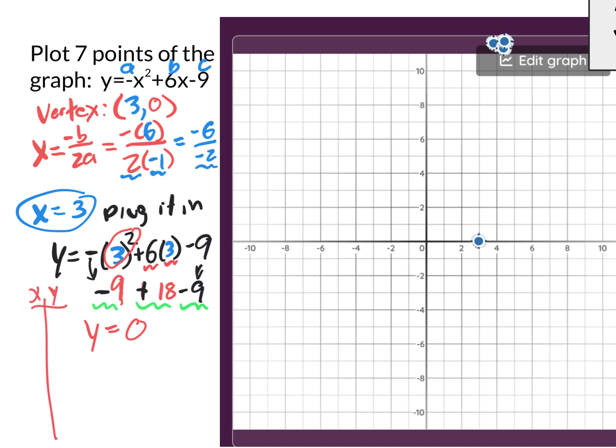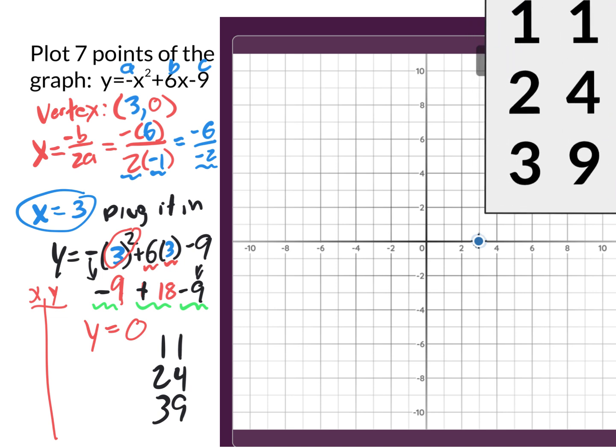Now, from here, you could do an input-output XY table, and then plug in some numbers for x and do the math. But that's a lot of math. It's a lot easier to recognize that your a value is -1, which means that you are able to use the pattern that I asked you to memorize, 1, 1, 2, 4, 3, 9, from that vertex. But you need to remember that it's opening down because of the a value being negative. So once again, the pattern 1, 1, 2, 4, 3, 9, but it's going to be opening down.